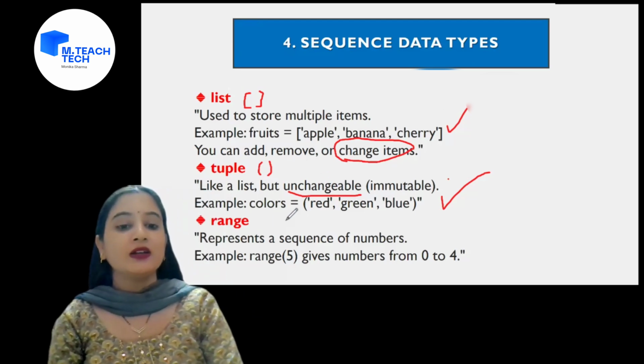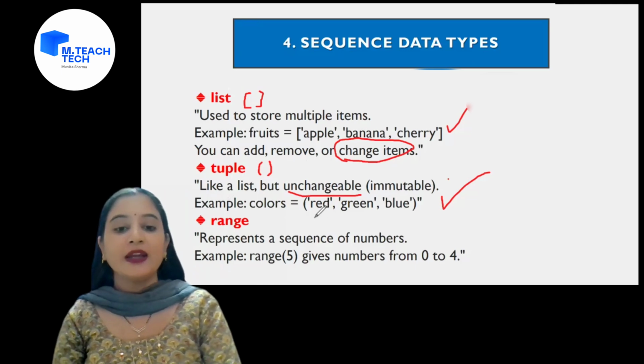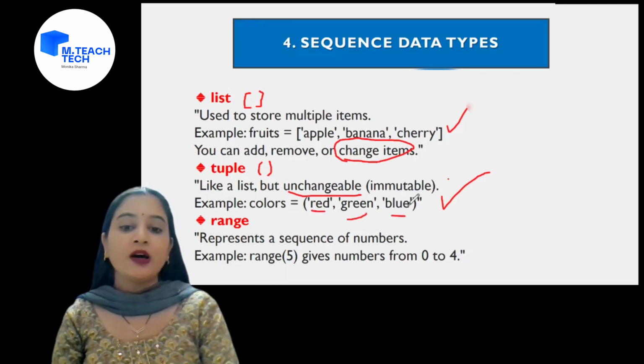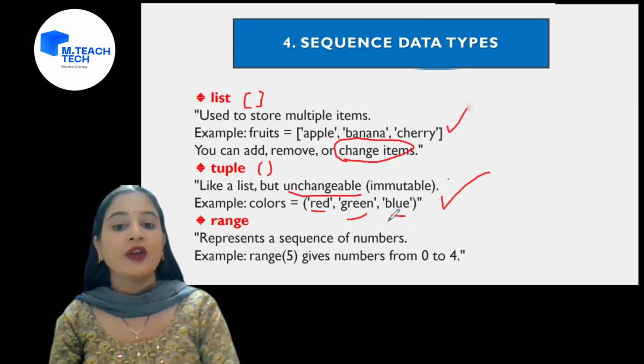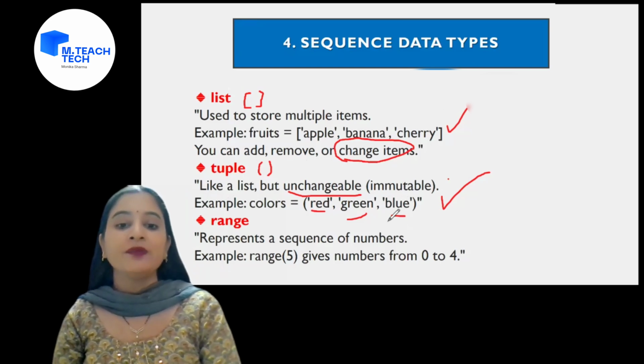Example is colors, and you are just adding the items red, green, and blue. Also, it is separated by comma, and you have to use double quote or single quote for adding any string type data.